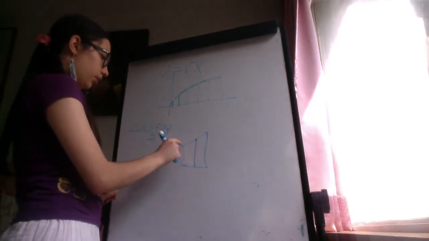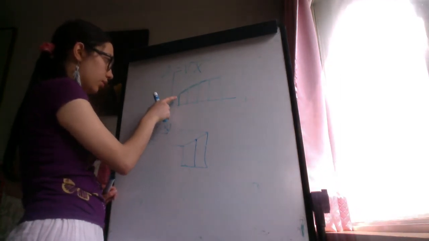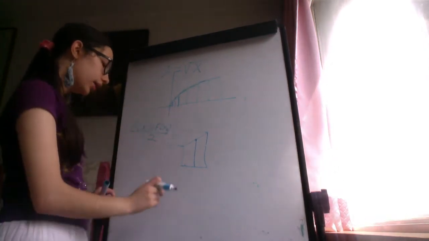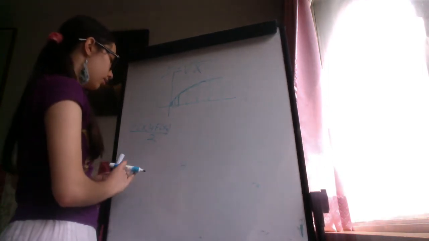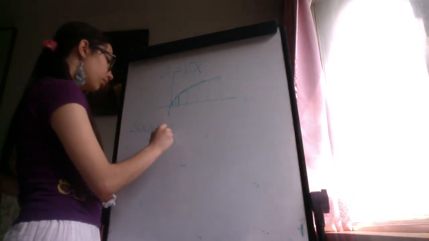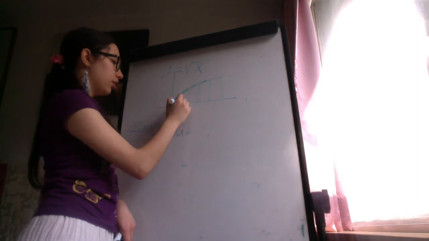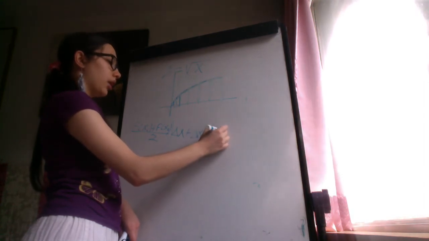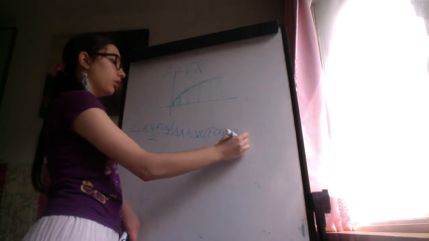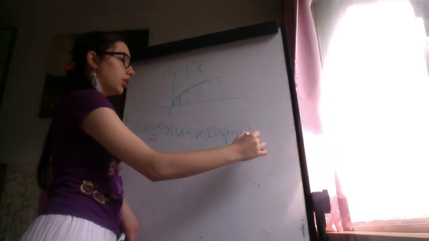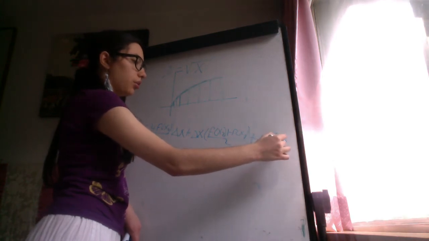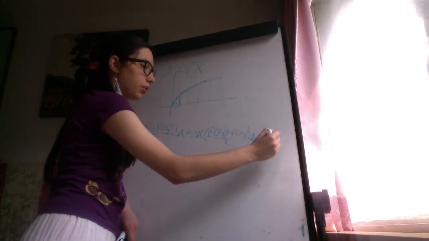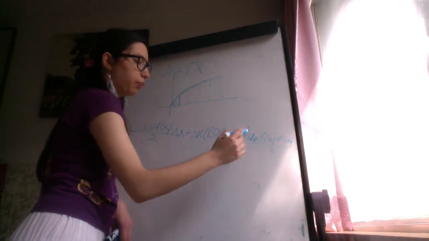So for that, here will be f of x1 plus f of x2 divided by 2 in order to know this height, and then times the width, let's call it dx or delta x. So times delta x. Next, the area of this trapezoid will be again delta x times f of x2 plus f of x3 divided by 2. Next is delta x times f of x3 plus f of x4, divided by 2, etc.